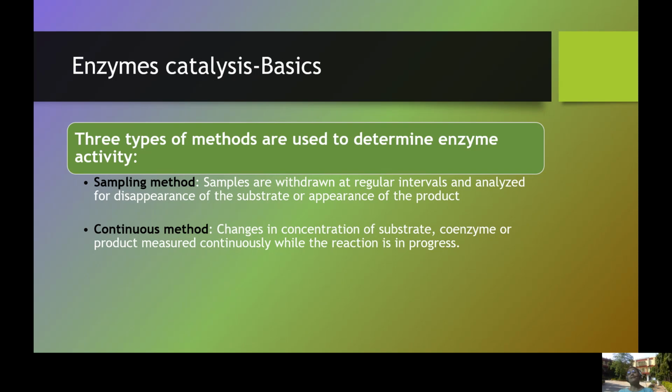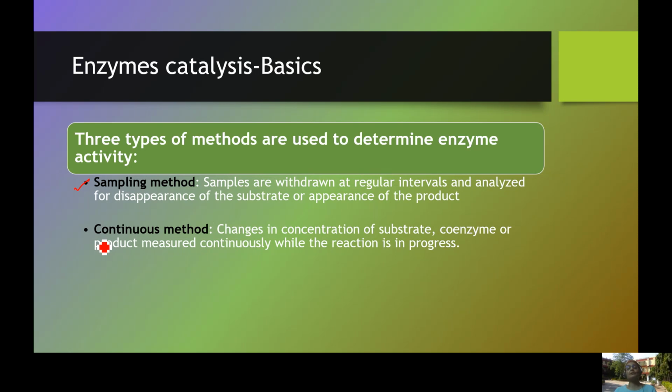So the enzyme catalyzed reactions, you can measure in three different ways. The first way is by doing the sampling method, where samples are withdrawn from the reaction under study at regular intervals of time and they are analyzed for the disappearance of the substrate or for the appearance of the product. This is one way of measuring the activity of the enzyme.